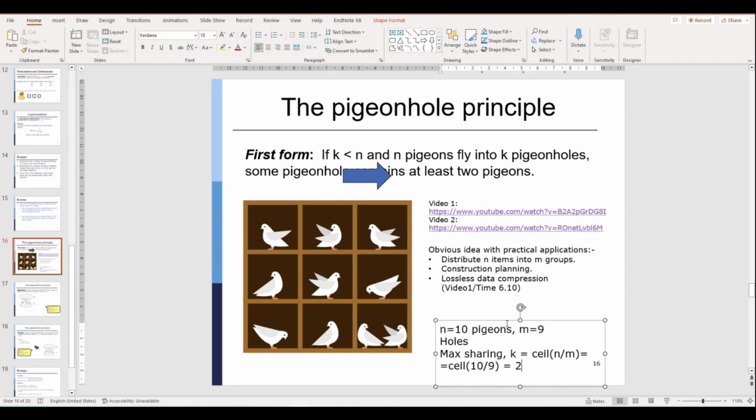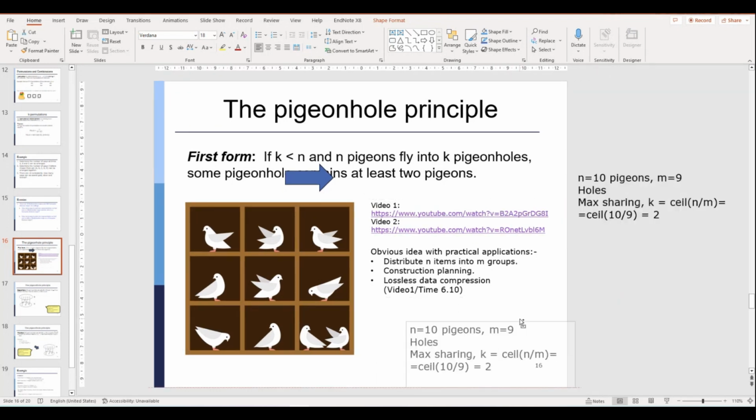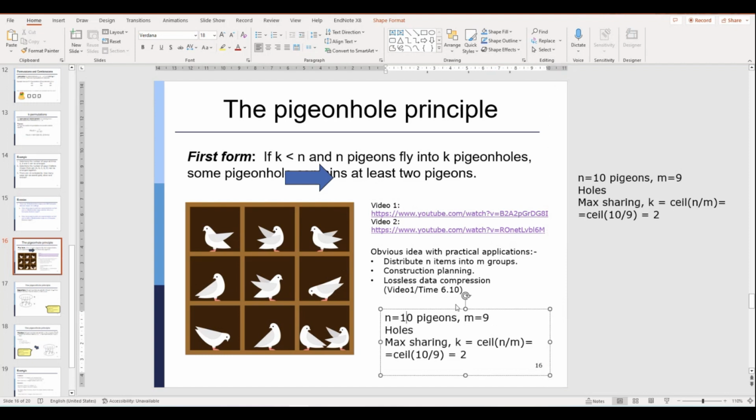Now, suppose now, let's say there are 21 pigeons. Still the same number of holes. So how many maximum number of pigeons in a hole now? Are you able to count? 21 divided by 9. So let's take out the calculator.